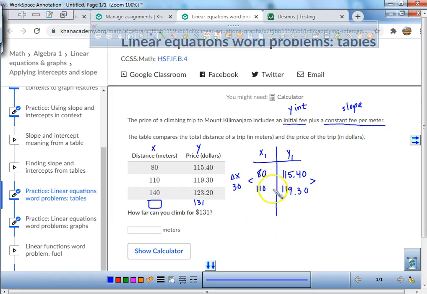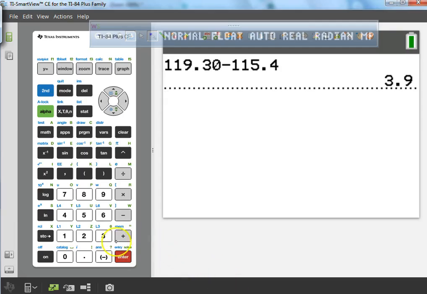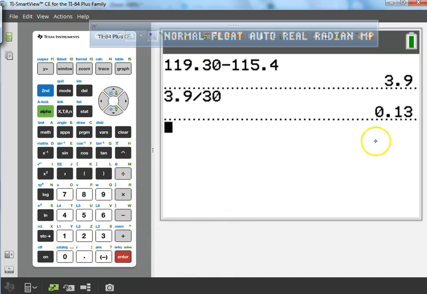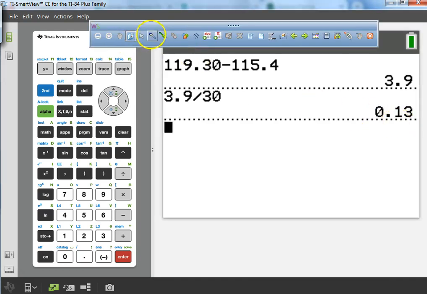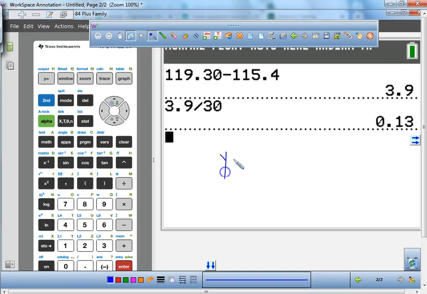Okay? 3.9. That's the change in y. So our slope is 3.9 over 30. That's the change in y over the change in x. So 3.9 divided by 30 is 0.13. That's our slope. Okay? So that's how we got y equals 0.13x. All right?